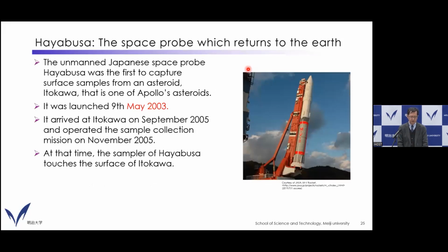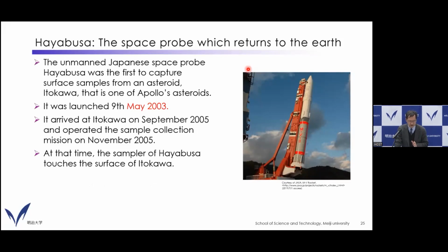Hayabusa is a space probe which returned to the Earth. Among the Japanese space probes, Hayabusa was the first to capture surface samples from an asteroid, Itokawa, which is one of the Apollo asteroids. It was launched on 9th May 2003. It arrived at Itokawa in September 2005 and carried out the sample collection mission in November 2005.